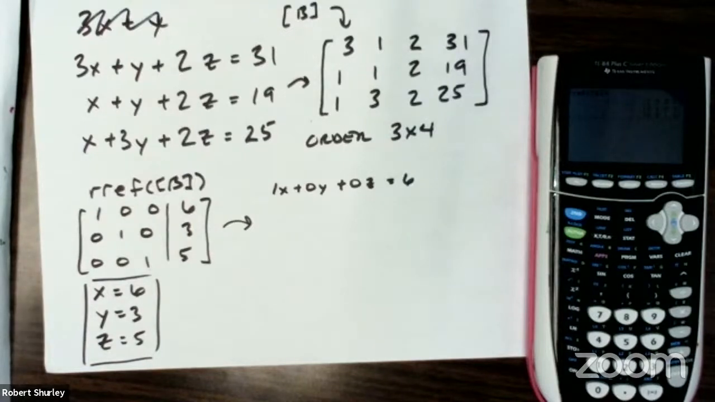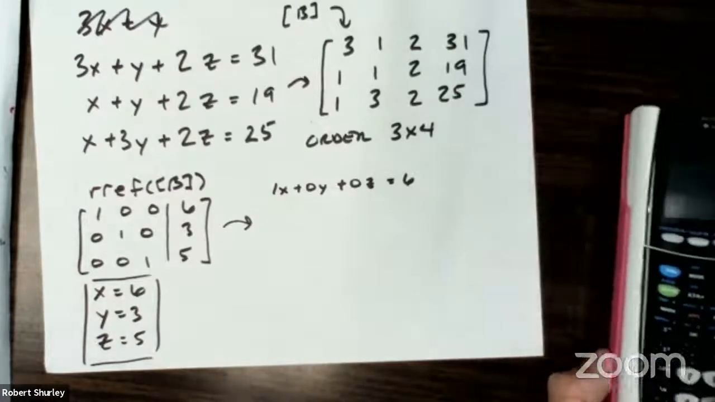I know what you're thinking. You're thinking, Mr. Sherlock, what if we had 4 equations with 4 unknowns? And guess what? You can do that with this reduced row echelon form.